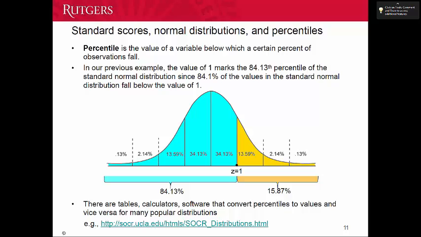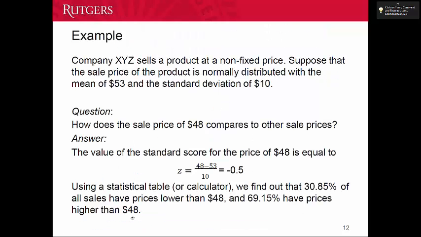So using a statistical table or calculator, as I just showed you, we can find out that around 31% of all sales have price lower than $48, and around 69% of all observations have prices higher than $48.